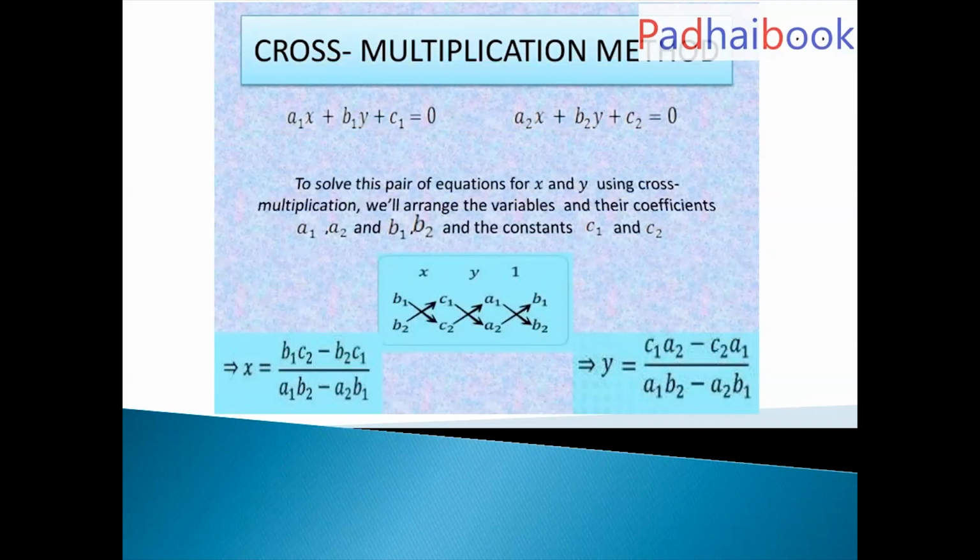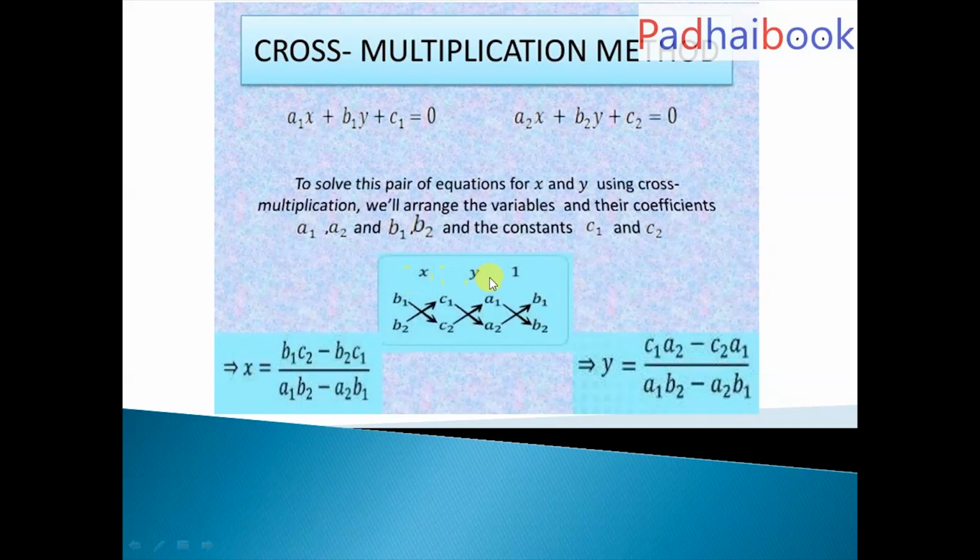Now we move to the next method, that is the cross multiplication method. Here a1, a2, b1, b2, c1, c2. a1, a2 are the coefficients of x, b1, b2 are the coefficients of y and c1, c2 are the constant terms. In this method we arrange these coefficients in this form.